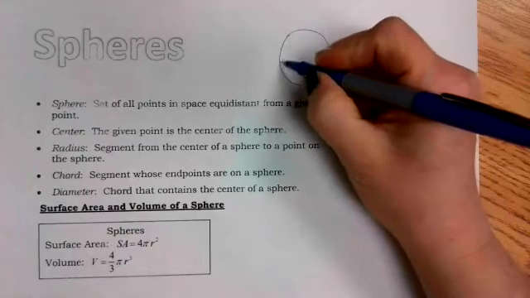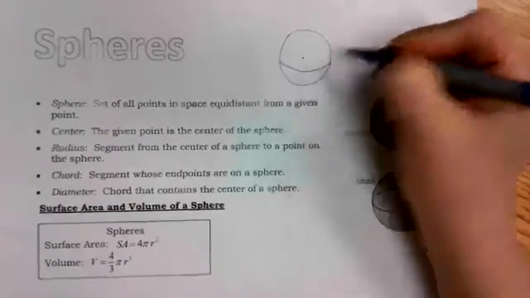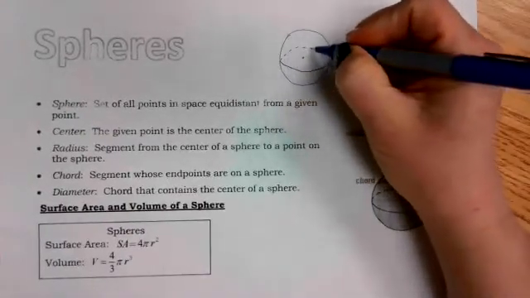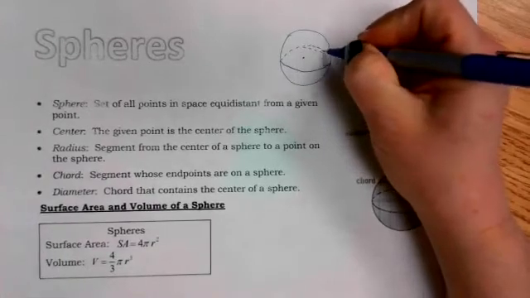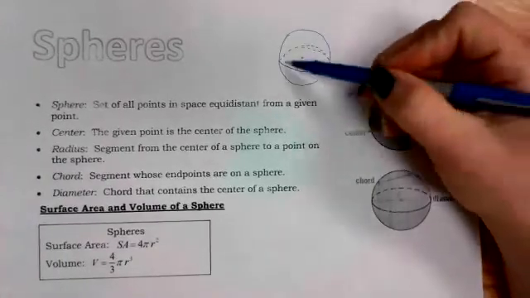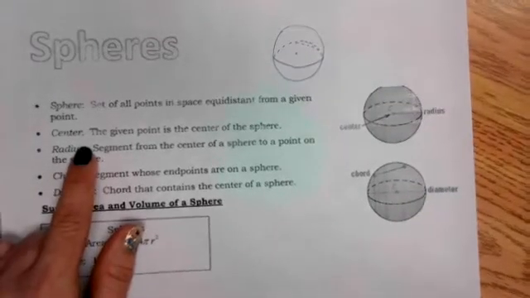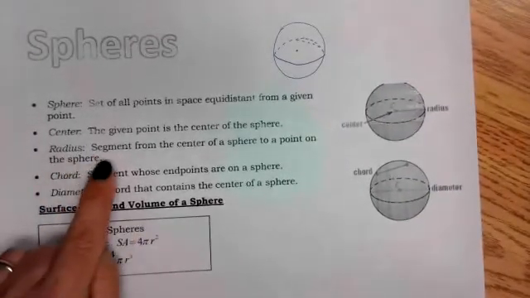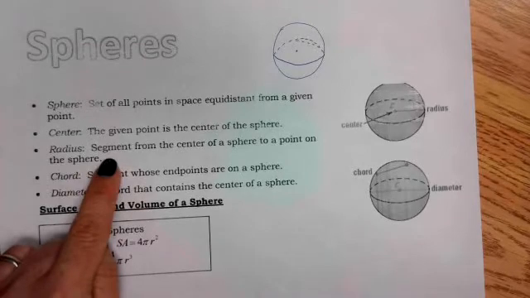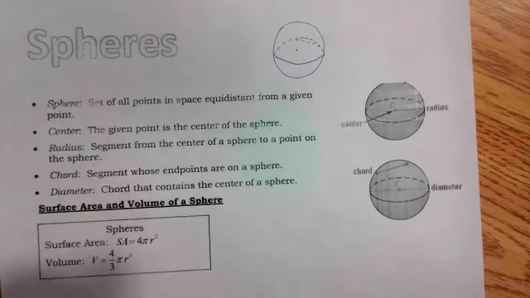I put the center in there, and then we make what I like to think of as like a smiley face, and then a frowny face here to kind of show that this is my great circle that kind of goes through the center. All right, so the center is the given point in the center of the sphere. So we have a radius, which is from the center of a sphere to any point on the sphere.